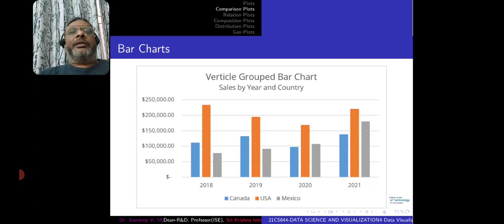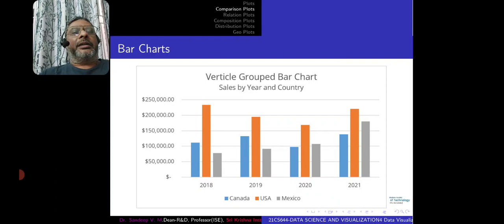then more information is made available simultaneously, like what is happening with the total sales in US. Then you concentrate only on the orange bars, and you see that in 18 it was high, then went on reducing till 20, and then suddenly in 21 it grew up.